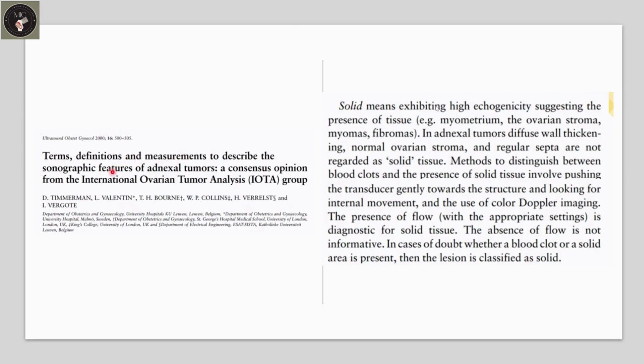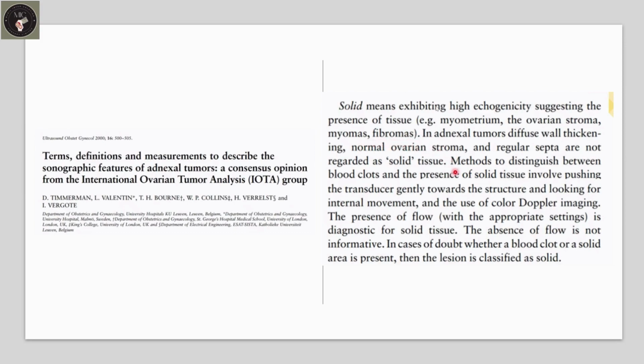This landmark paper defines what solid means and how to differentiate blood clot from solid tissue. By the IOTA consensus definition, solid means exhibiting high echogenicity, suggesting the presence of tissue. Example, myometrium, ovarian stroma, myomas, and fibromas.